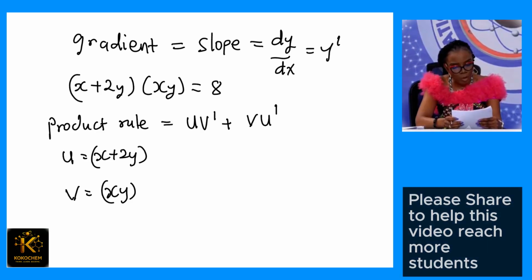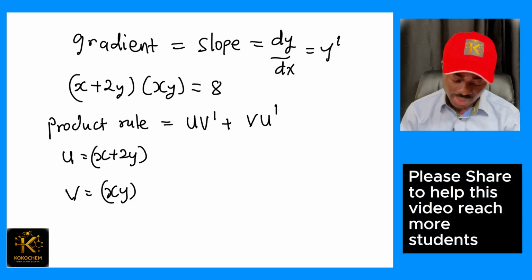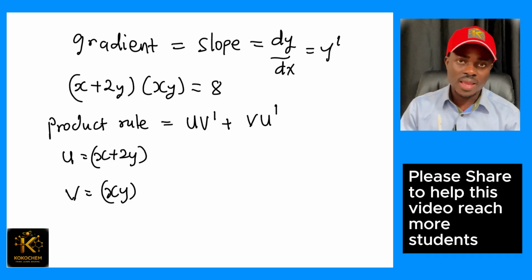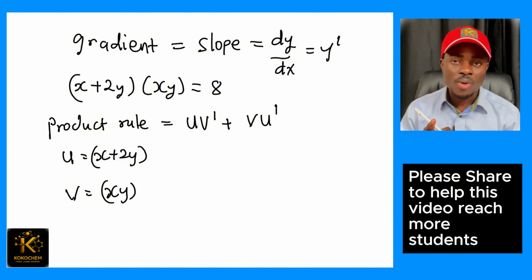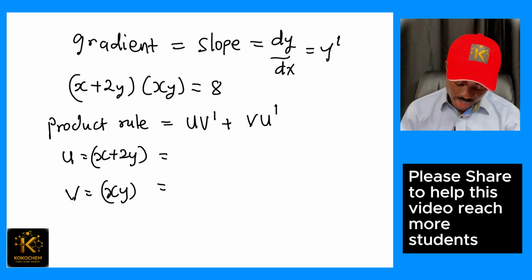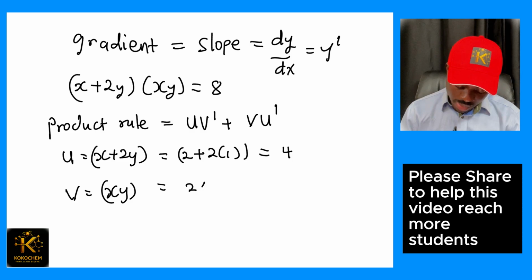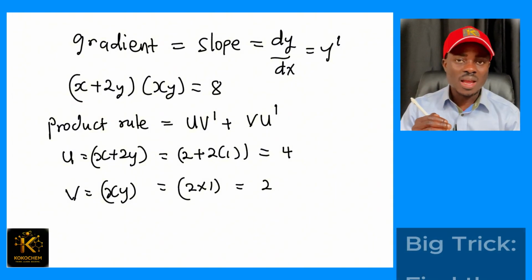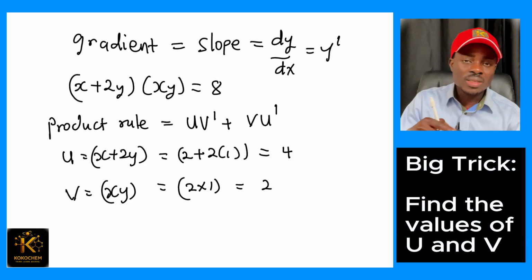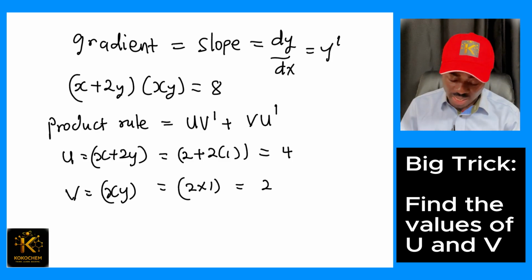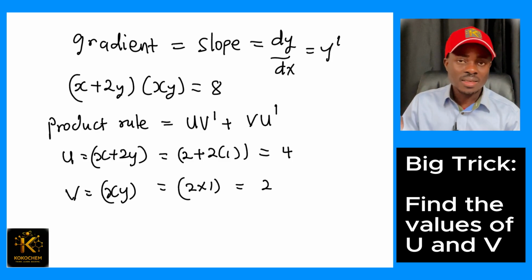That tells us x is 2 and y is 1. So wherever you see x, you put 2, and wherever you see y, you put 1. So u, which is x plus 2y, becomes 2 plus 2 times 1, which gives 4. And v, which is xy, becomes 2 times 1, which gives 2. This is a shortcut: when the question gives a coordinate, find the values of u and v first, because it will save your time.